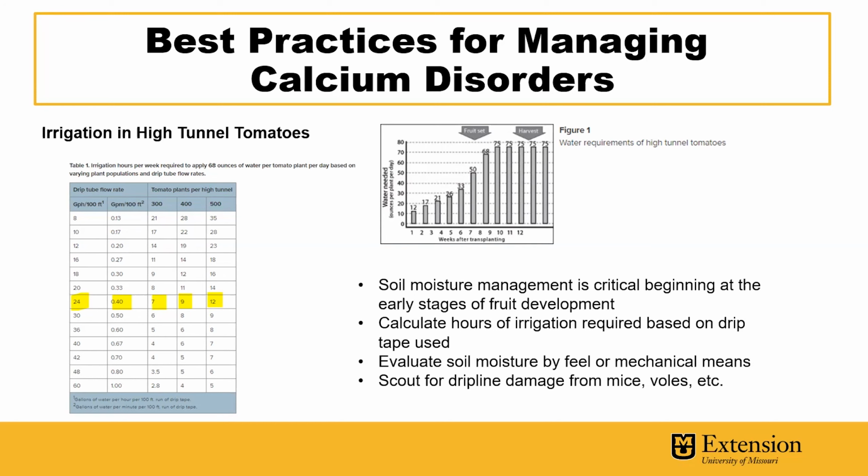The graph on the right shows the ounces per day needed for tomatoes throughout the production cycle from planting to harvest. Soil moisture management is critical beginning at the early stages of fruit development and throughout harvest. You can calculate the hours of irrigation required based on the flow rate of the drip tape used. You can also evaluate soil moisture by feel or mechanical means, and it's also important to scout for drip line damage from rodents such as mice or voles throughout the production cycle to ensure that plants all along the drip tape row are receiving adequate moisture.